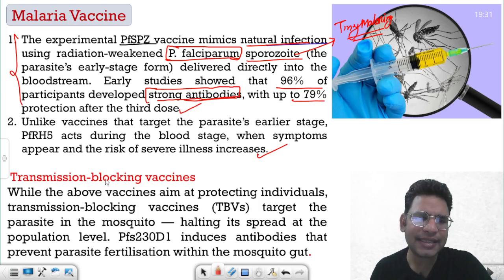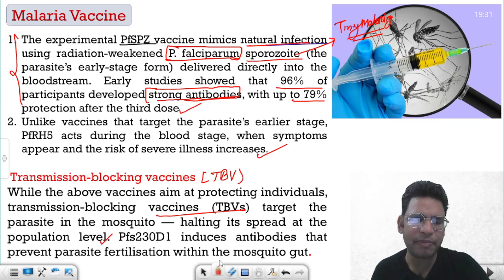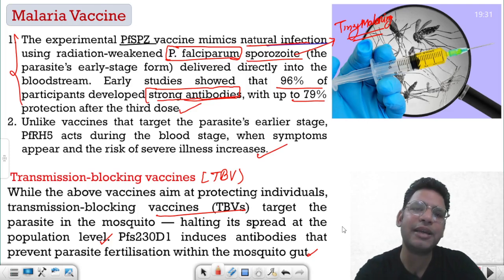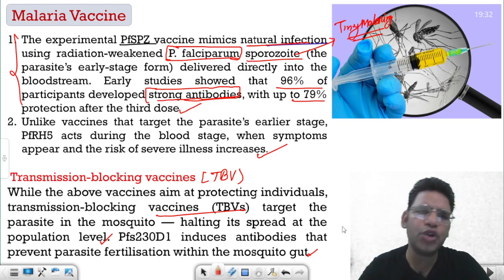Again, there are other transmission blocking vaccines. These are called transmission blocking vaccines, TBV. While the above vaccines aim at protecting individuals, transmission blocking vaccines target the parasite in the mosquito only, halting its spread at the population level. Pfs230D1 induces antibodies that prevent parasite fertilization within the mosquito gut, right? For example, CRISPR-Cas9 technology, a DNA editing technology, is there. We are going to cover all those topics in another video.